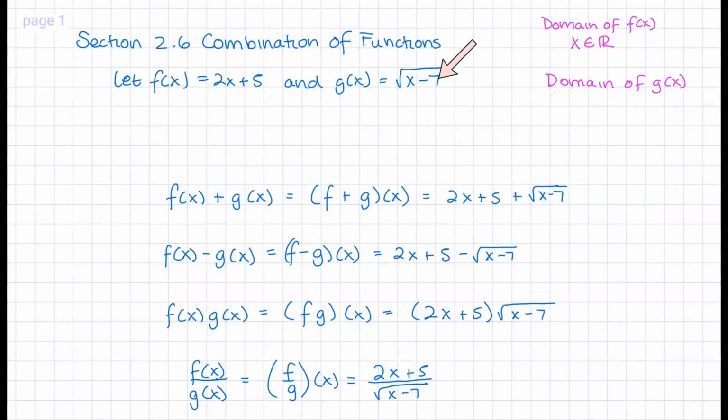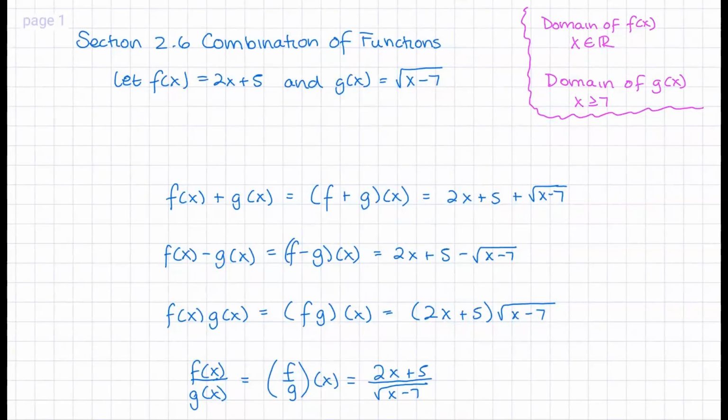So if we take a look here, it's an even root, so we do have to keep the radicand non-negative, which means x minus 7 is greater than or equal to 0, or x is greater than or equal to positive 7. So let's kind of keep that in our minds.